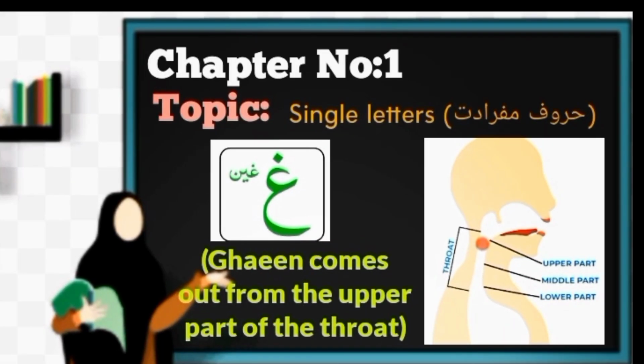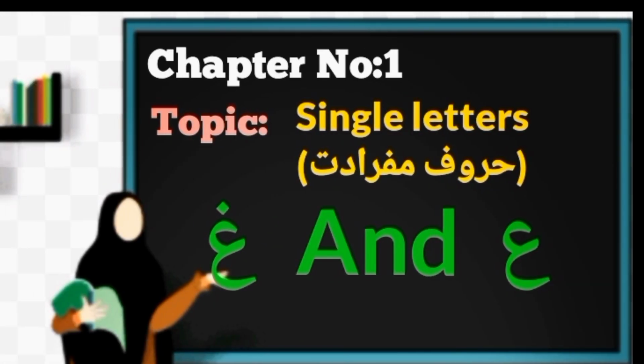My dear students, have you noticed Ayn and Ghain have the same shape? So don't be confused by their shape. Just remember dots. As I had told you, dots are very important because we can make a difference between them by their dot. And you just remember, Ayn has no dot while Ghain has one dot on top. Okay?